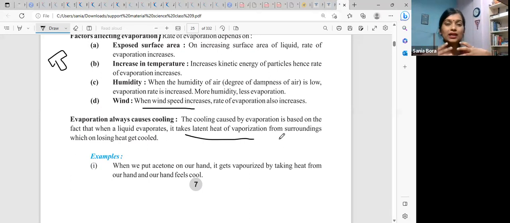And automatically what is happening? The surrounding becomes cooler because all the heat is going along with it. When liquid turns into gaseous form, all the heat goes with the gaseous form, the vapors, and the rest is left cooler. So remember, evaporation leads to cooling, not vaporization. Clear?